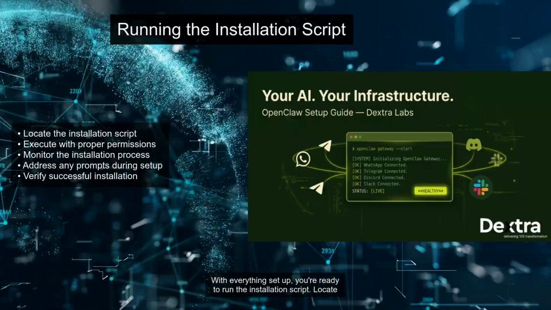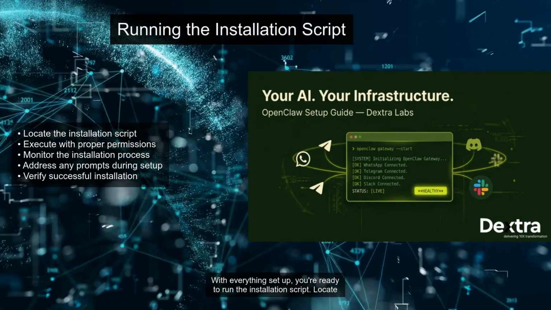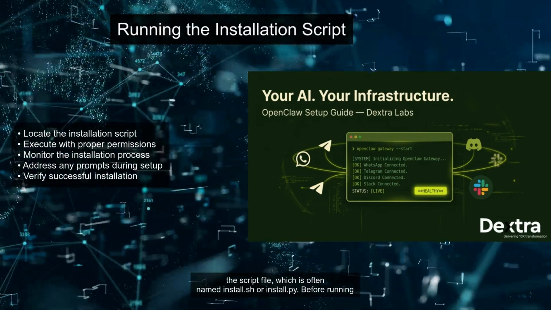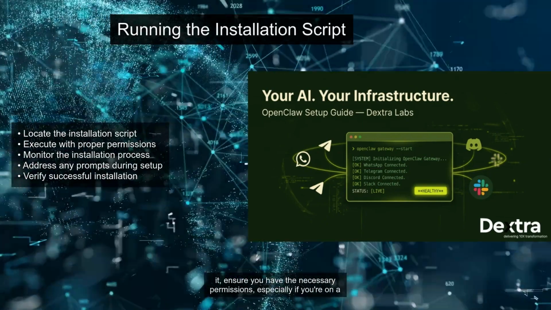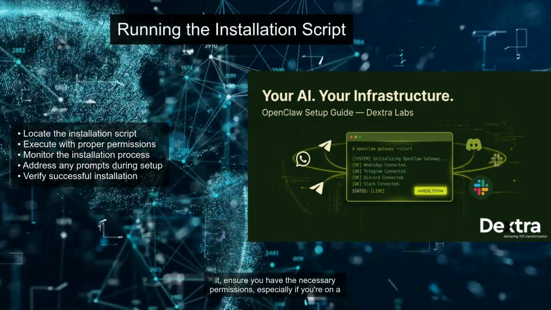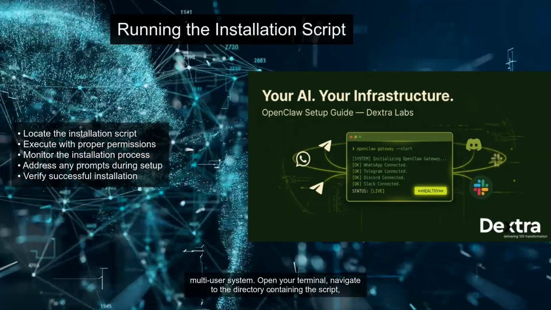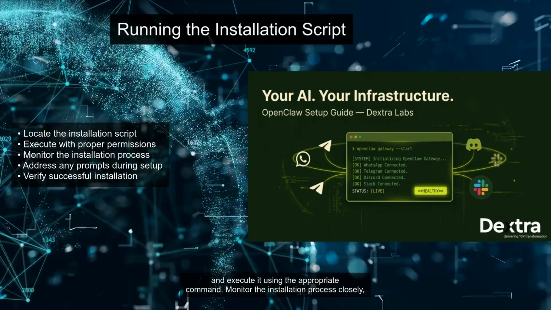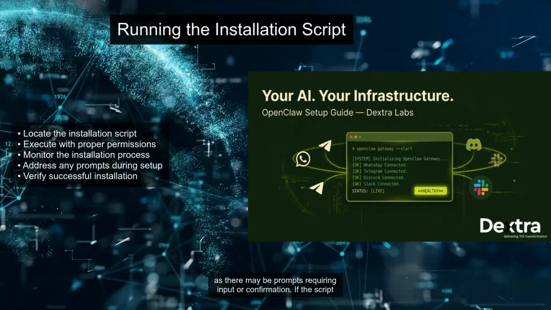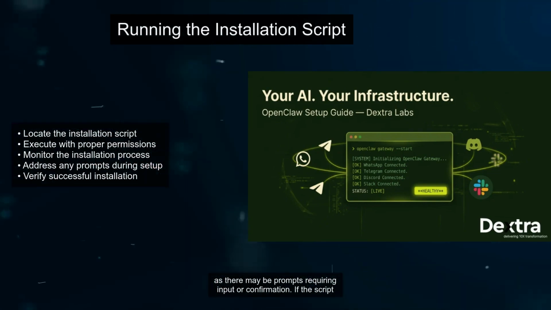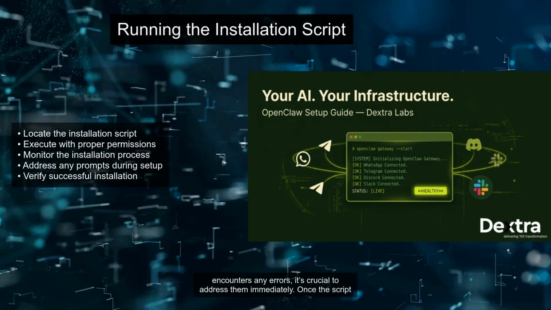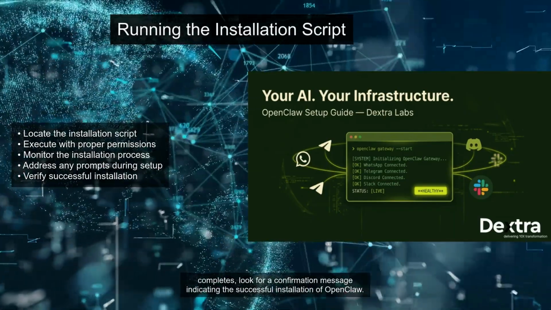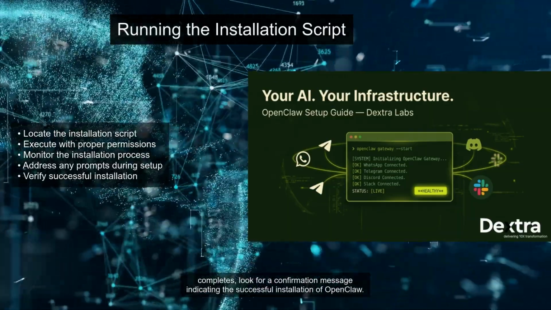With everything set up, you're ready to run the installation script. Locate the script file, which is often named install.sh or install.py. Before running it, ensure you have the necessary permissions, especially if you're on a multi-user system. Open your terminal, navigate to the directory containing the script, and execute it using the appropriate command. Monitor the installation process closely, as there may be prompts requiring input or confirmation. If the script encounters any errors, it's crucial to address them immediately. Once the script completes, look for a confirmation message indicating the successful installation of OpenClaw.